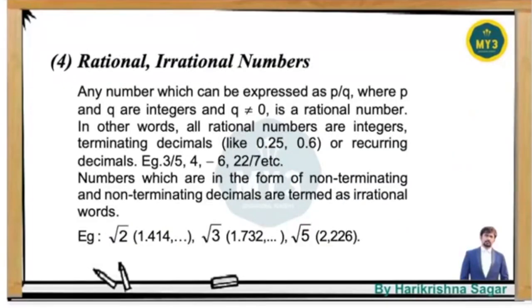Just remember those basic points. And rational and irrational numbers: the value of √2 has no end, and likewise √3 and √5. So these are called rational and irrational. Rational and irrational numbers are in the form of P/Q.